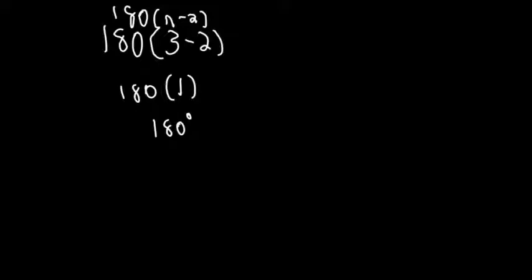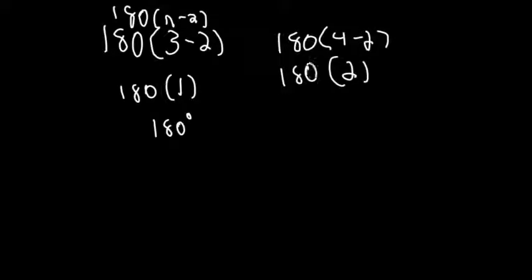If we were to do it for a rectangle, so that'd be 180 times 4 minus 2. 4 minus 2 is 2. Times 180 equals 360 degrees. So a rectangle has 360 degrees. Hopefully you already knew that one too. So we're just proving that that formula works for any polygon. If it's a regular polygon, then you can divide it by whatever number of sides it has to get the angle measure of each angle. If it's not a regular one, then you can't do that.